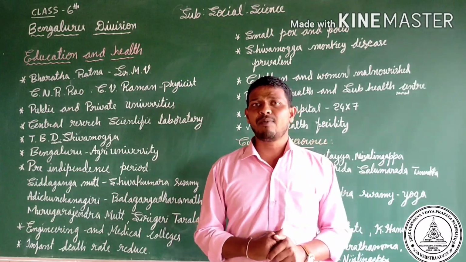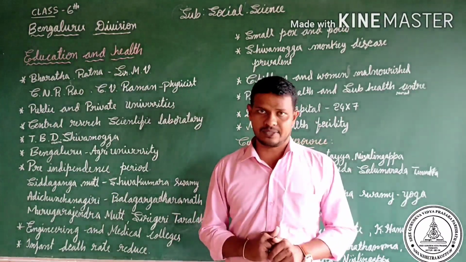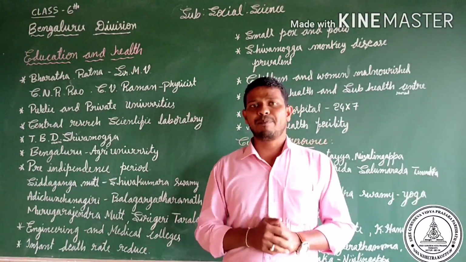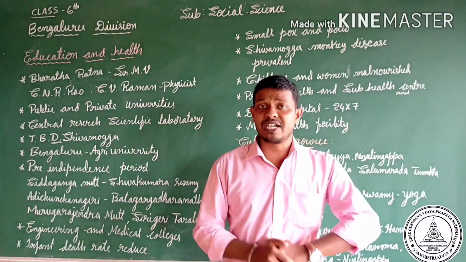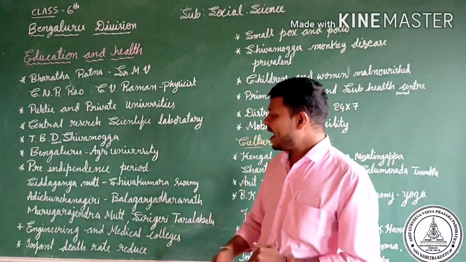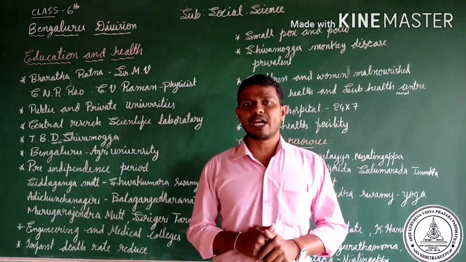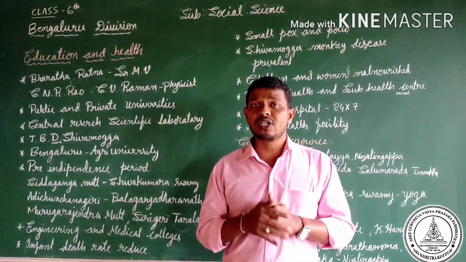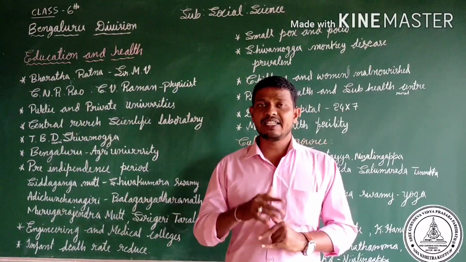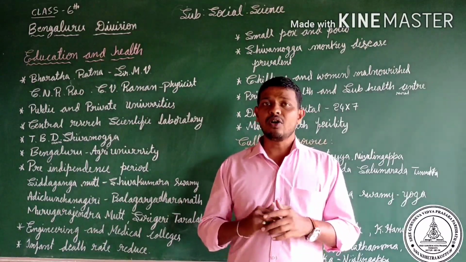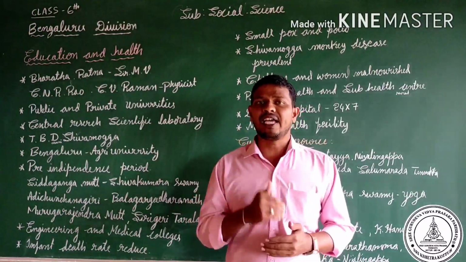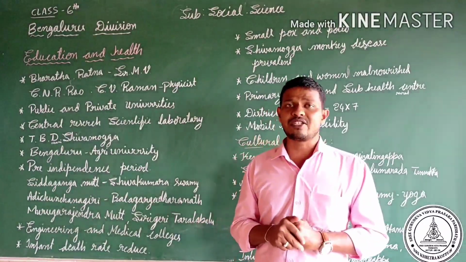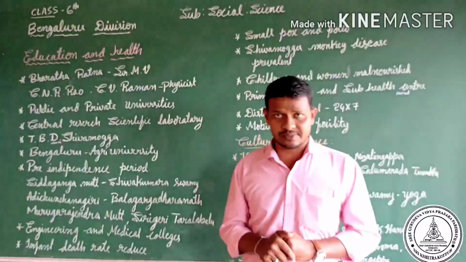Then I would like to tell some information about health. See, the Bengaluru division also gives good health to the people. How does it provide health facilities? The infant death rate has reduced in the Bengaluru division. Why has it reduced? Because we find many good educational centers and good health centers. When the people got awareness of health, when they got good education about health, they got the information and a sense about health.